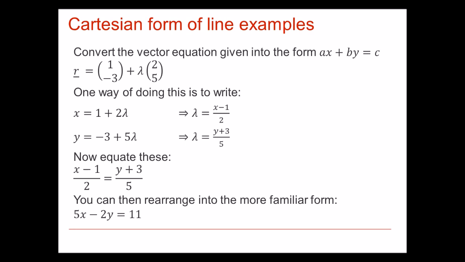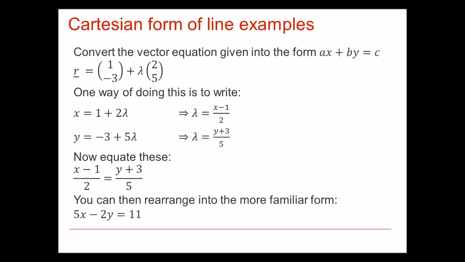One way of doing this is to write that x equals 1 plus 2 lambda and rearrange to get lambda equals (x minus 1) over 2. In a similar manner, y equals minus 3 plus 5 lambda, rearranging to get lambda equals (y plus 3) over 5. Now if we equate these, we find the Cartesian form (x minus 1) over 2 equals (y plus 3) over 5. We can then rearrange this into the more familiar form 5x minus 2y equals 11.